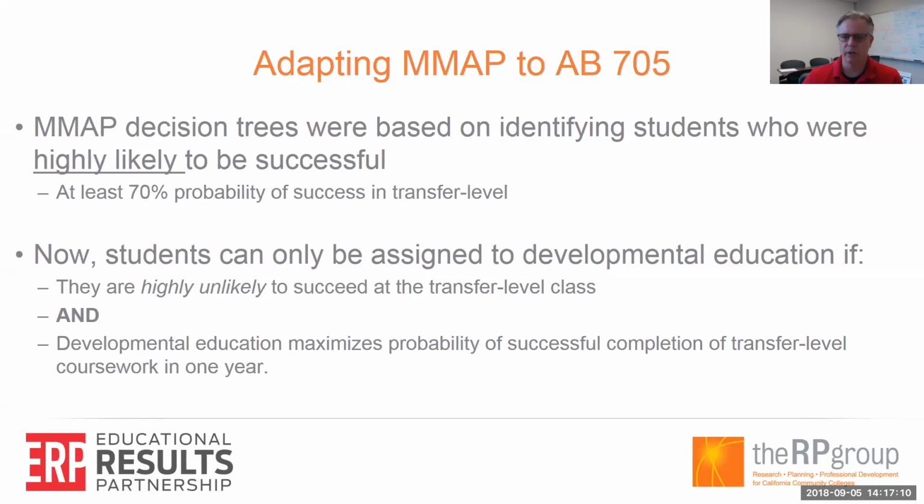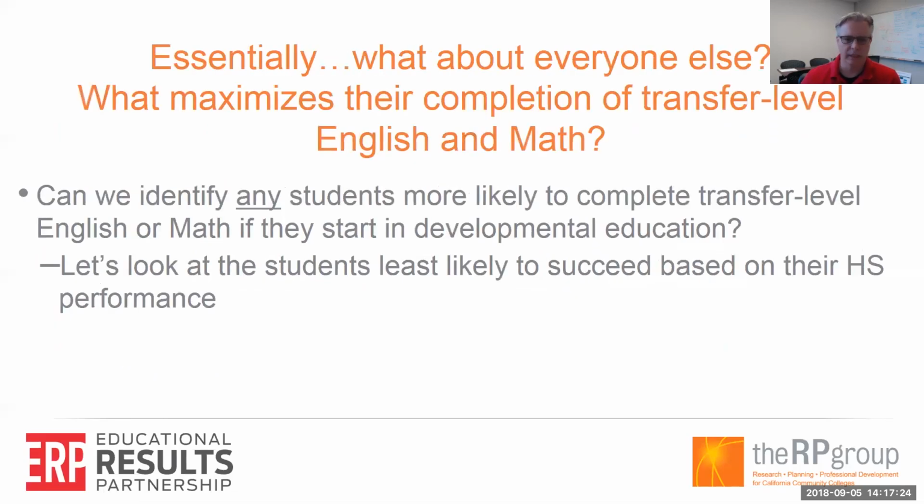We are also required to only assign students who are highly unlikely to be successful in the transfer level work. Only those students can be assigned to developmental work, which technically isn't a new requirement, but definitely AB 705 reiterates that loud and clear.